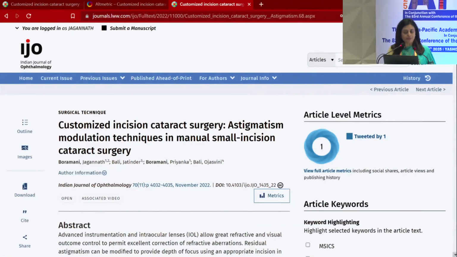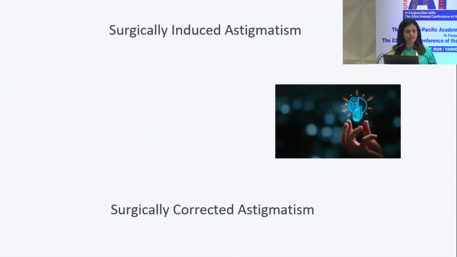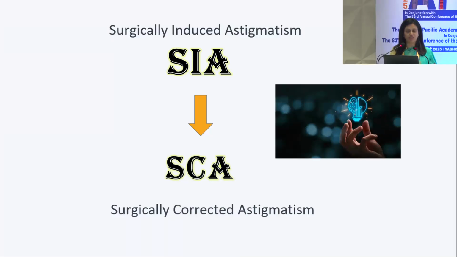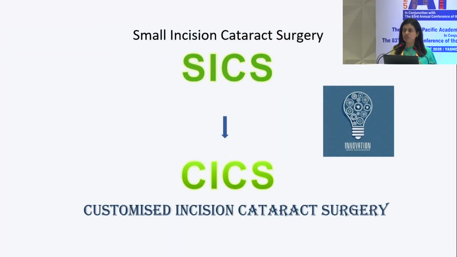This customized incision cataract surgery and its impact on astigmatism was published in the prestigious Indian Journal of Ophthalmology. Here the surgically induced astigmatism is innovatively used to treat the pre-existing astigmatism. So it is a surgically corrected astigmatism. Here the incision is no more just small, but it is customized as per the pre-existing astigmatism. So the proper terminology would be customized incision cataract surgery.